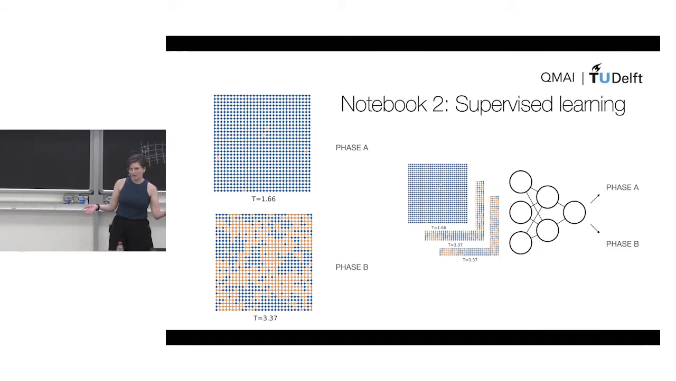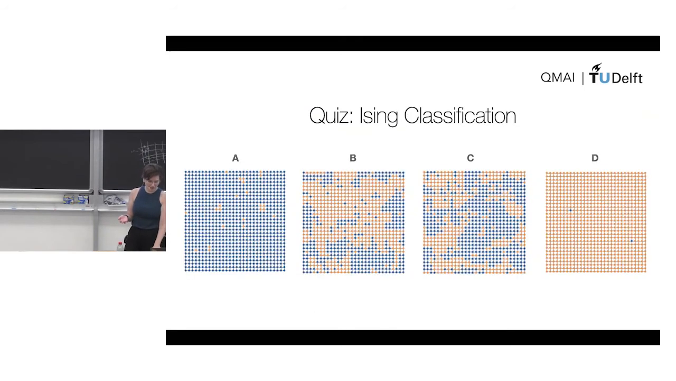What a shocker. If PCA lets me recognize the two phases of the Ising model, I can prepare these samples, give the ones below the critical temperature one label, the ones above the critical temperature the other label, and just train a feed-forward neural network that recognizes one from the other.